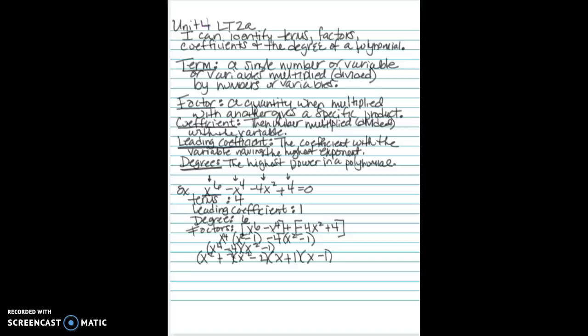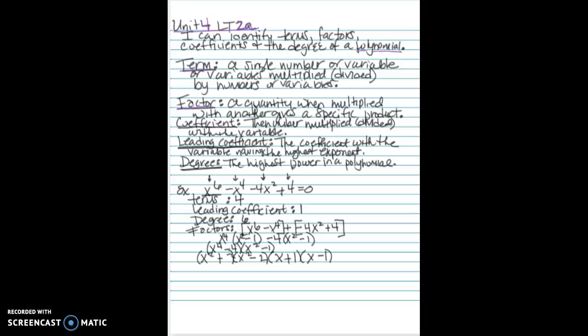Unit 4, Learning Target 2A. I can identify terms, factors, coefficients, and the degree of a polynomial. A term is a single number or variables multiplied or divided together by other numbers or variables.